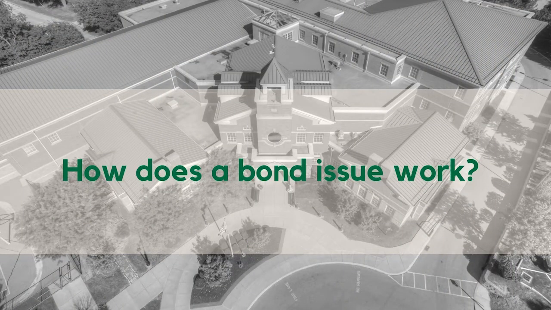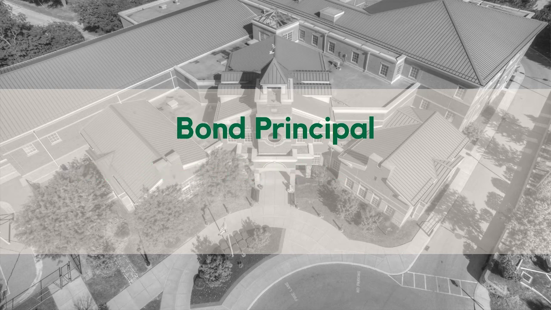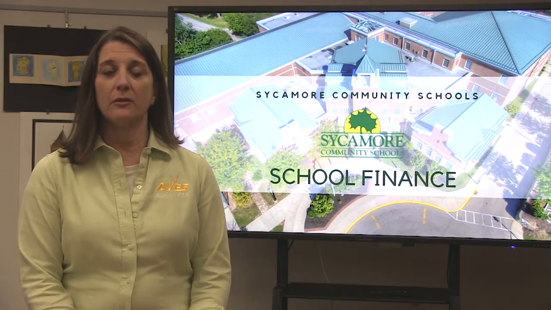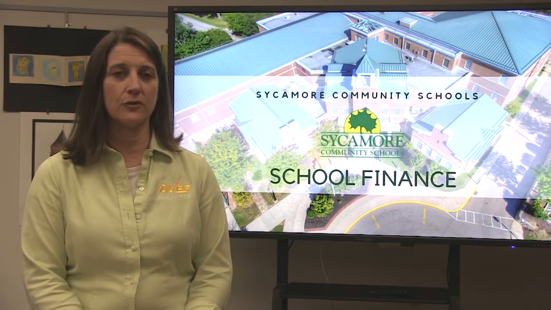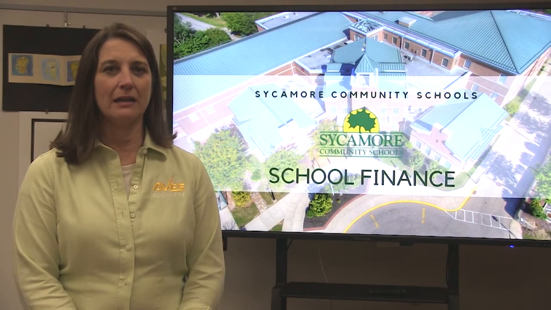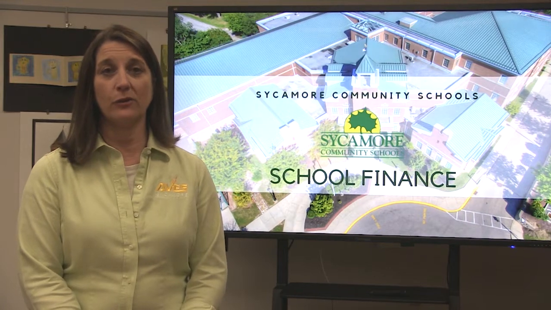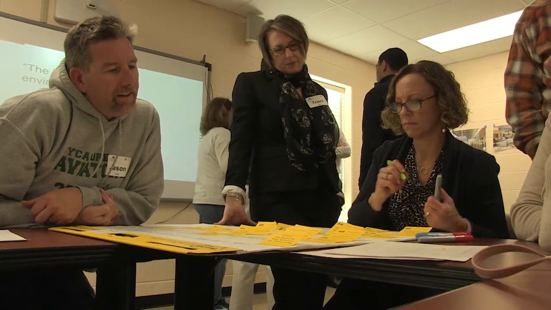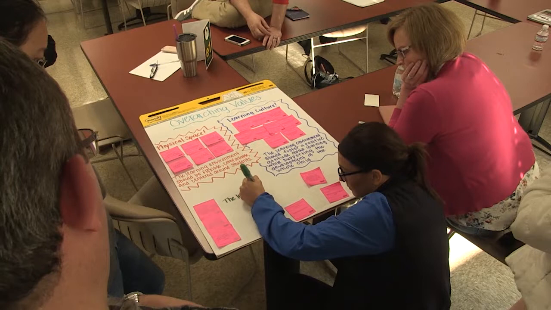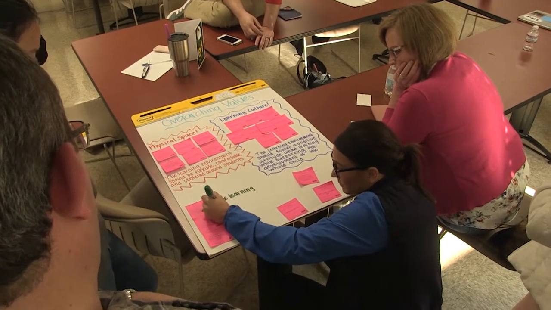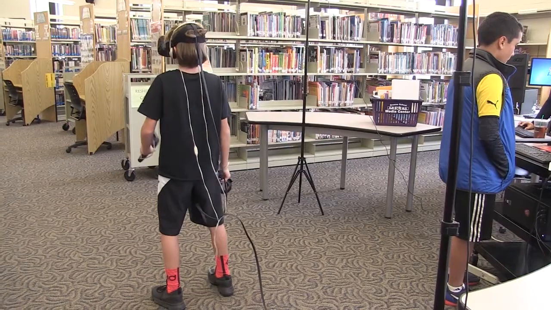There are three components that determine the cost to the taxpayer: bond principal, term, and interest rate. The board has worked extensively along with the administration over the last 3 years, and the community as well, to determine the needs of our district. But not only thinking about the updates to bricks and mortar, but also thinking about the continued educational excellence for not only our current students at Sycamore, but also for our future learners.